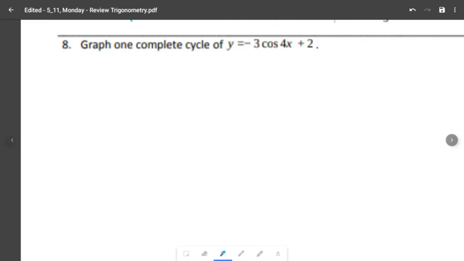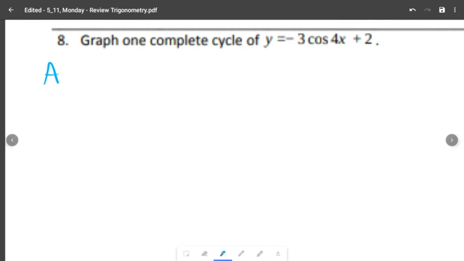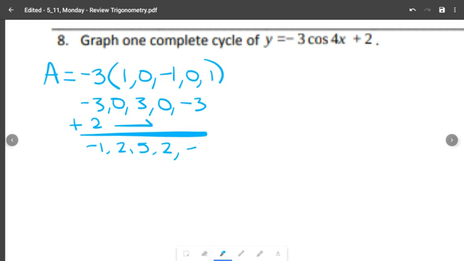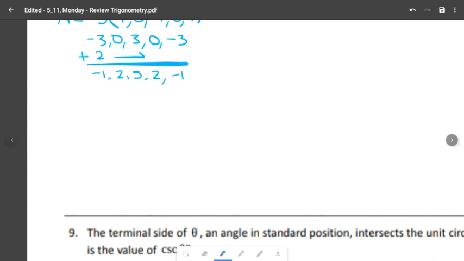Question 8. Graph one complete cycle of y equals -3 cosine of 4x plus 2. So this is just asking you to do AFPI and graph. So A, -3, multiply cosine's critical points by -3. Then apply your vertical shift, which is to add 2 to everything. So you get -1, 2, 5, 2, -1. These are your y's if you're going to make a table.